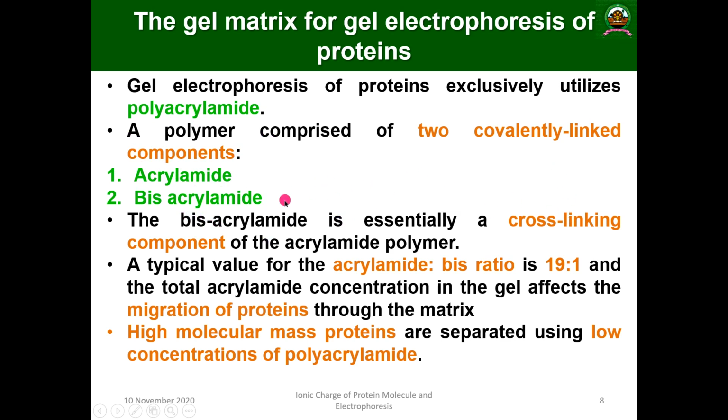I have not shown the structure because it is a little bit complex. Okay, so this bisacrylamide is essentially a cross-linking component of the acrylamide polymer. So in order to form a gel, it requires a cross-linking component, that is bisacrylamide. Then the typical value for the acrylamide to bisacrylamide ratio is 19:1, and the total acrylamide concentration in the gel affects the migration of the protein through the matrix.